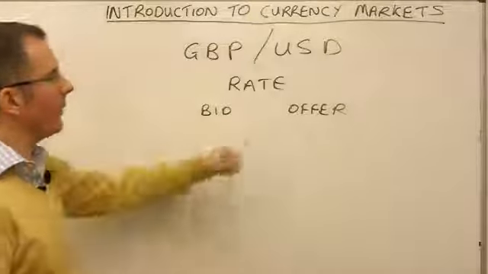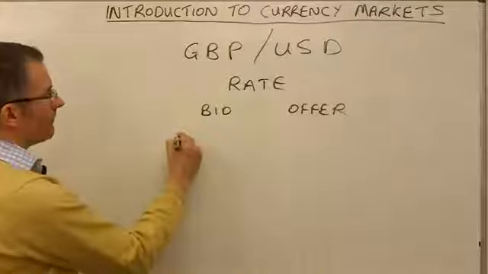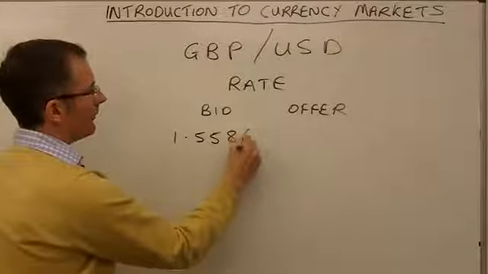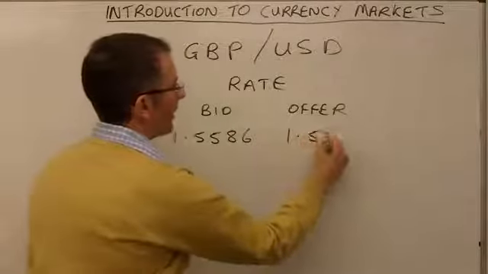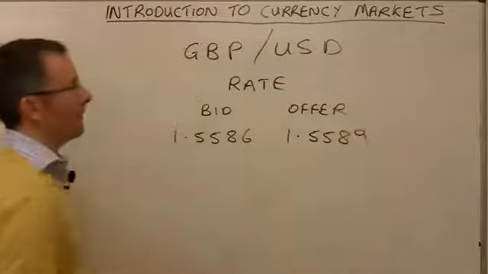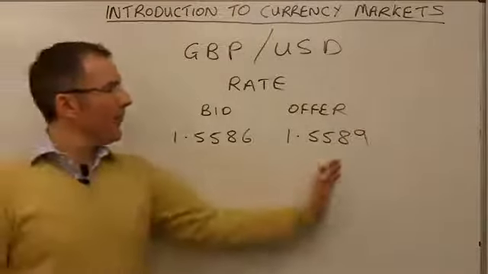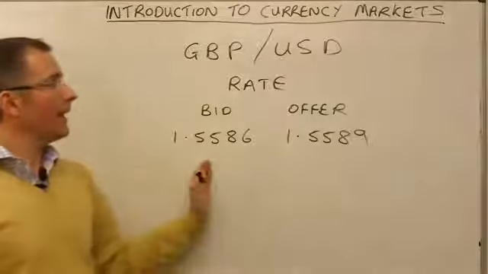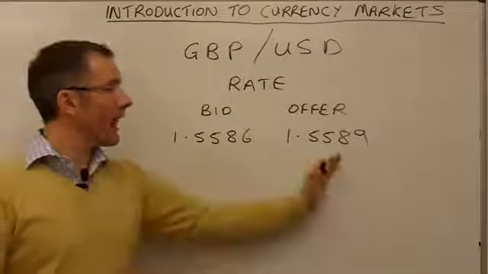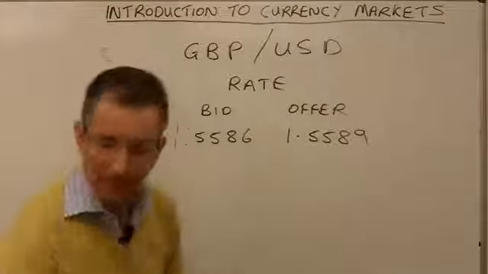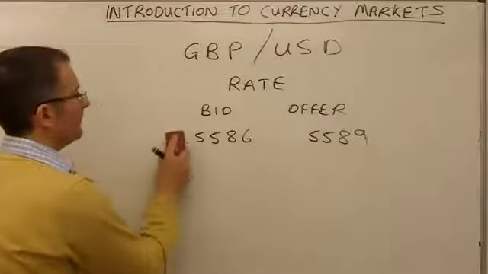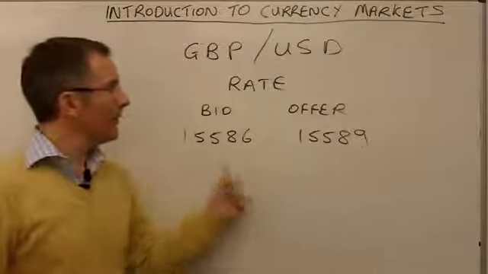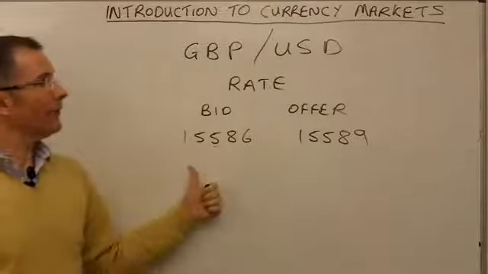So let's put a rate in. So for example, maybe we've got a bid rate of 1.5586 and an offer rate of 1.5589. Now, on a screen, it won't necessarily say that this is a dollar rate. It may just appear like that. It may even appear like that. But everybody knows that this is a currency quote.